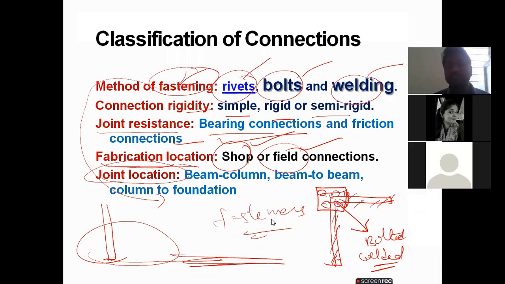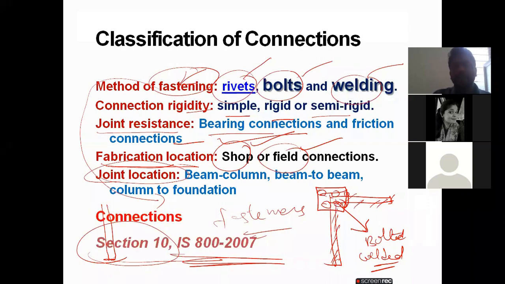So this is the classification of connections: riveted connection, bolted connection, welded connection. But as per our syllabus, we only have bolted connections and welded connections. Where we use them in practical aspects is when there is a beam to column joint, also beam to beam, and also column to foundation. Check IS 800 codebook Section 10. It completely explains the connections.